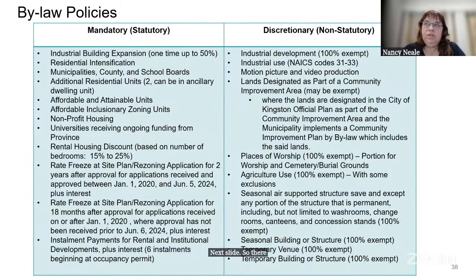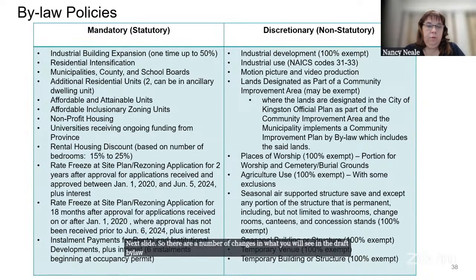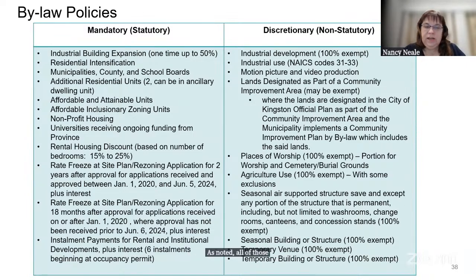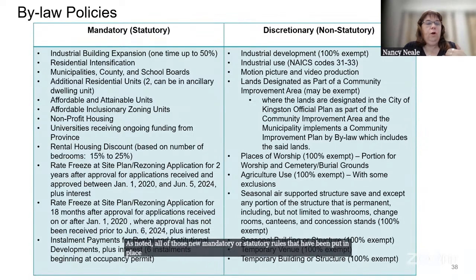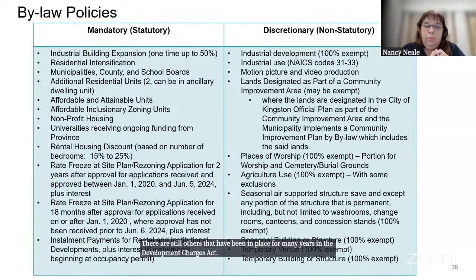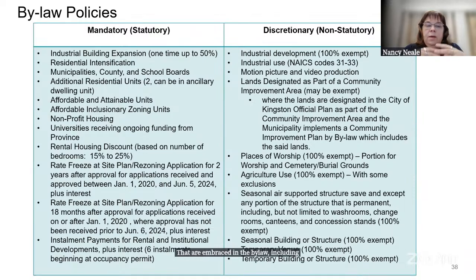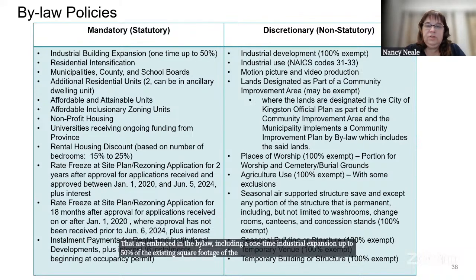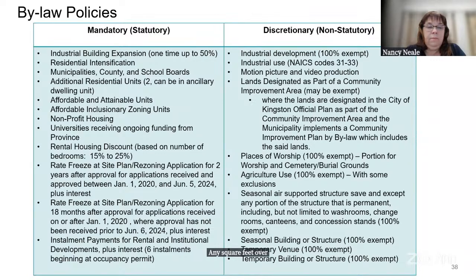So there are a number of changes in what you will see in the draft bylaw that has been put forward. As noted, all of those new mandatory or statutory rules that have been put in place for exemptions, discounts, rate freezes, etc., is summarized there on the left-hand side. There are still others that have been in place for many years in the Development Charges Act that are embraced in the bylaw, including a one-time industrial expansion up to 50% of the existing square footage of the building. So if I have a 5,000 square foot building now, I could expand it by 2,500 square feet and I wouldn't pay a development charge. Any square footage over 2,500 that I expand by, I would start paying the industrial rate on.